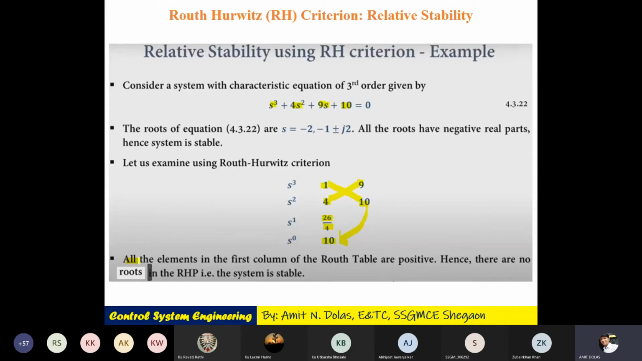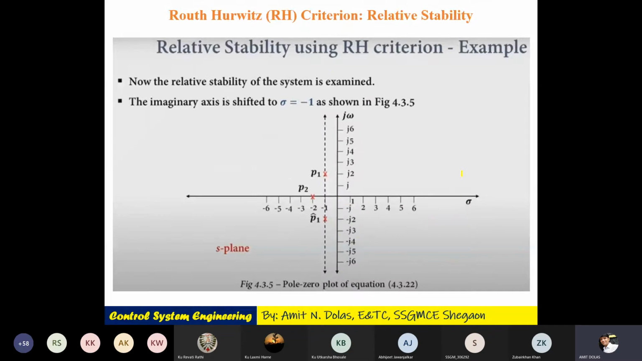Now you can see all the elements in the first column of the Routh table are positive. We can see here all positive. Hence there are no roots in the right hand plane and the system is stable. This we already know from before. We have solved such kinds of examples. Let's move further. Now what is the relative stability?